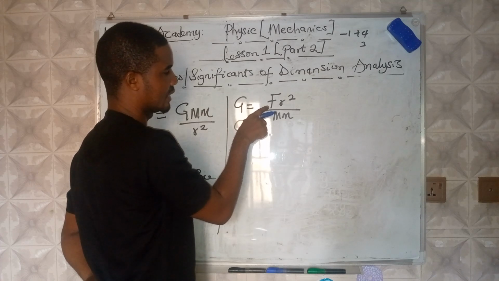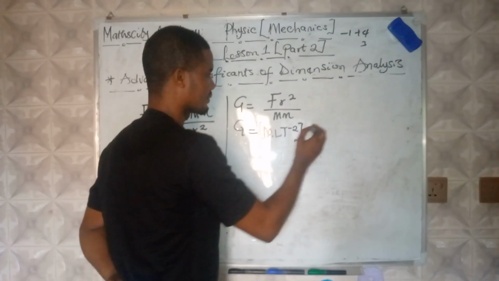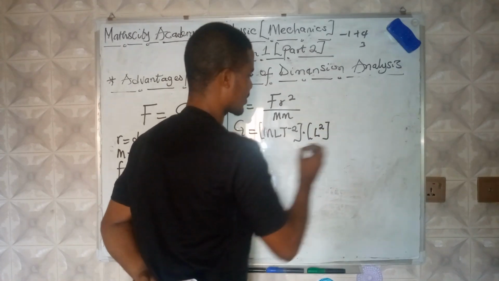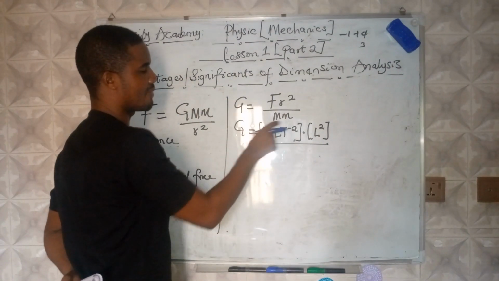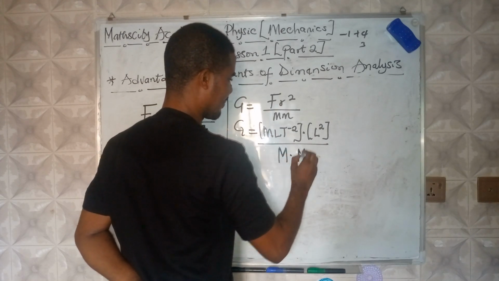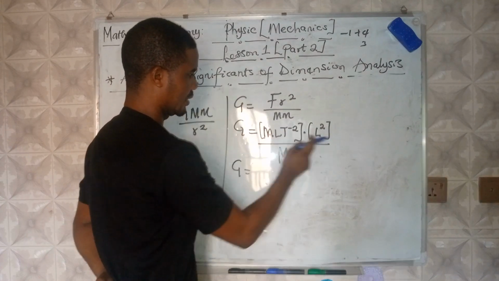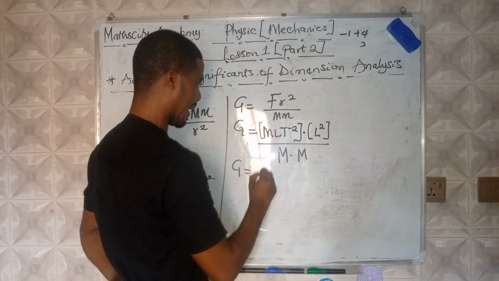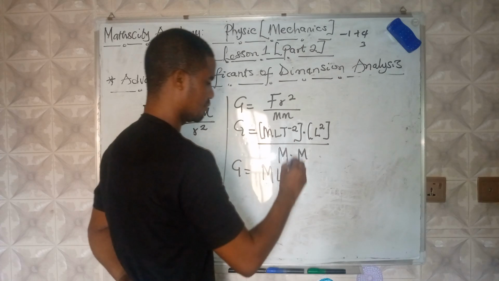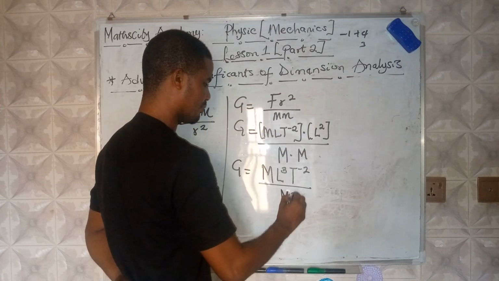At this point, what is the dimension for F? The dimension for F is MLT minus 2. What is the dimension for R? It is L, then it's R squared there. These are masses; what are their dimensions? We have M times M. G becomes, I simplify what is up. I have M, L raised to power 3, T raised to power minus 2, all over M squared.